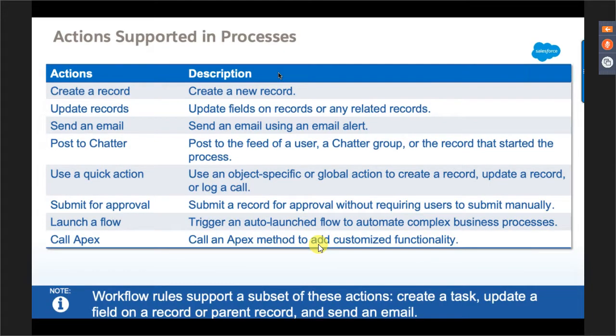The other actions you can do in Lightning processes include the incredibly powerful creation of new records. Not only can you create records on the object set of data that you're on, you can create children records of the object set of data you're on. Like workflow, you can update a record, you can send an email, but here you can also post to Chatter, use quick actions that you and I have developed, automatically submit an approval process so someone doesn't have to click on the submit button, launch Flow, and call Apex.